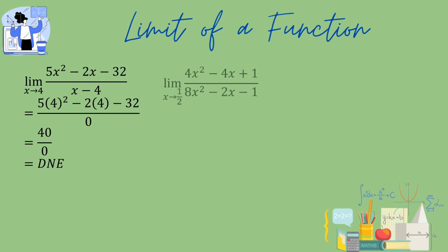Next, find the limit as x approaches 1/2 of the quantity 4x squared minus 4x plus 1 over the quantity 8x squared minus 2x minus 1.